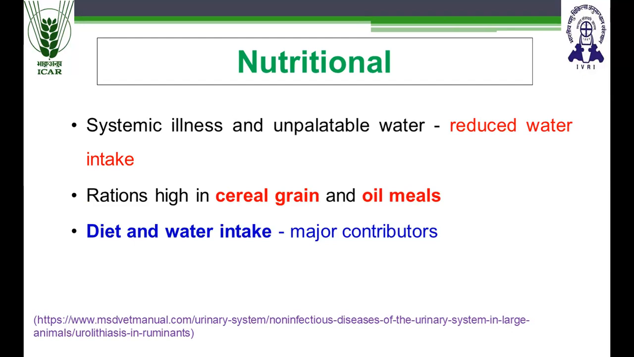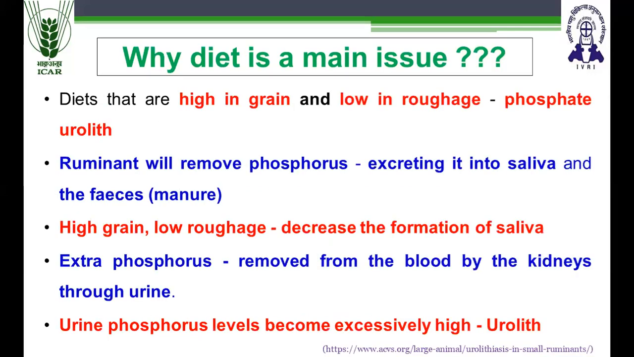So in a nutshell, diet and water intake are among the major contributors to the predisposition to obstructive urolithiasis in sheep and goat in our country. So, why is diet the main issue? I already mentioned the high grain diet and low roughage diet. They make the animal susceptible to phosphate urolith because a high grain diet has more phosphorus compared to the other diets.